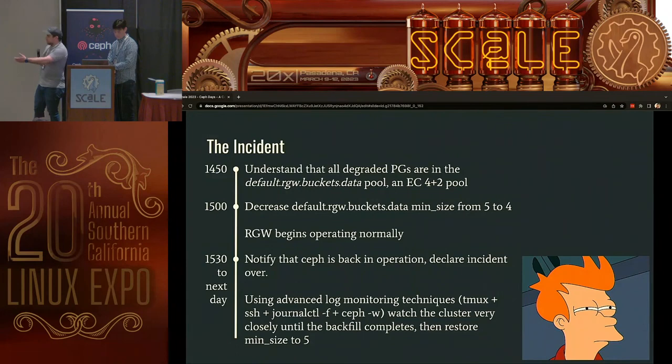At this point, we noticed the tunable and dropped it down with the understanding that this could lead to data loss with another disk failing. We had backups. It wasn't something that we were overly concerned with, and we did the very advanced log monitoring technique of opening tmux with like 12 different panes and SSHing to every server and watching the logs until it recovered. I think it was like a 16-hour recovery or something. So it all worked, and the cluster went back into a healthy state.